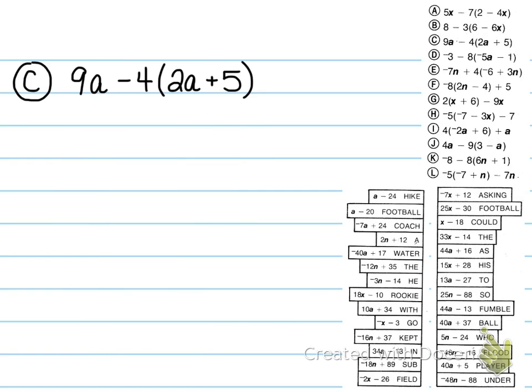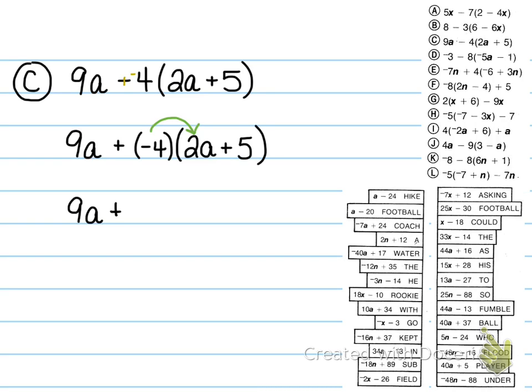All right, letter C only has one subtraction in there, so we only have to change one subtraction to equivalent addition. So instead of subtracting 4, we add the opposite of 4. And then the parentheses don't need to change. So now we distribute. So negative 4 times 2a is negative 8a, and negative 4 times 5 is negative 20.